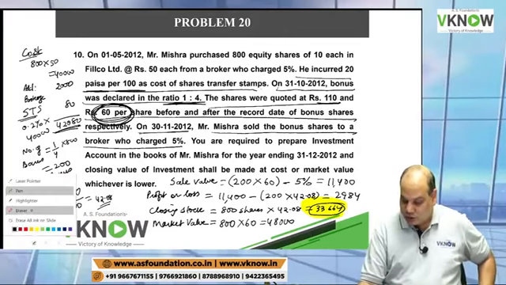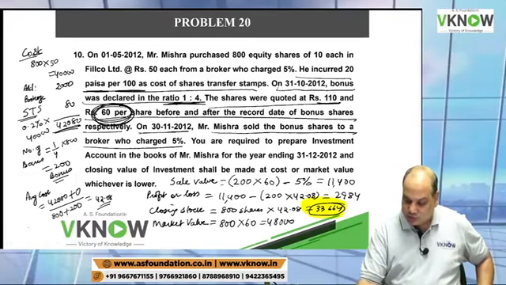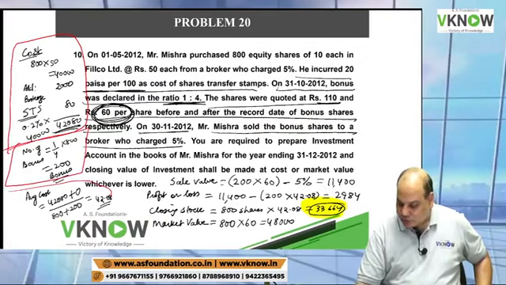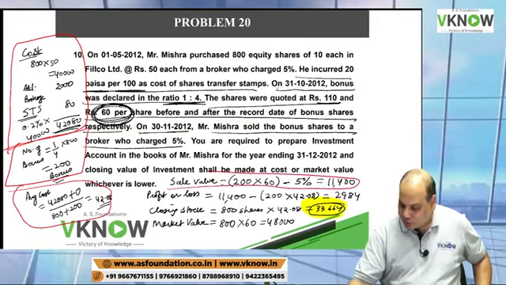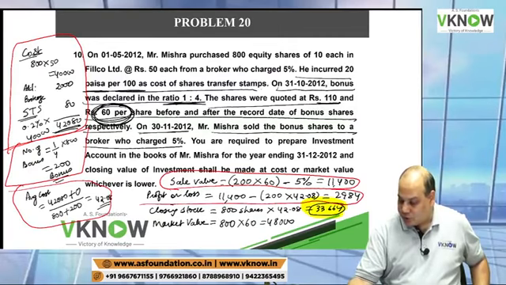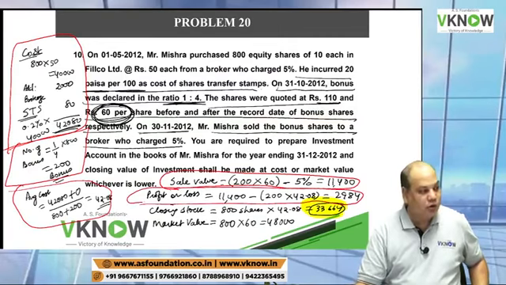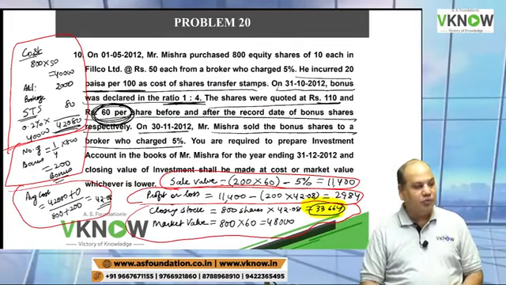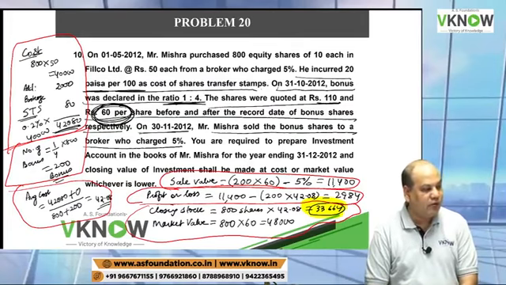If you really look at it, there are 6 working notes involved. First working note is this cost. Second working note is bonus share. Third working note is average cost per share. Fourth working note is sale value. Fifth working note is profit or loss on sale. And the sixth working note is closing stock value, closing investment value.